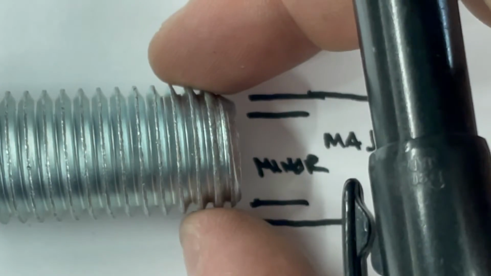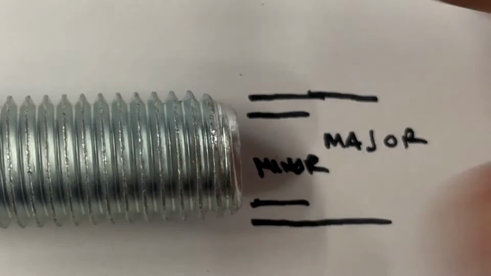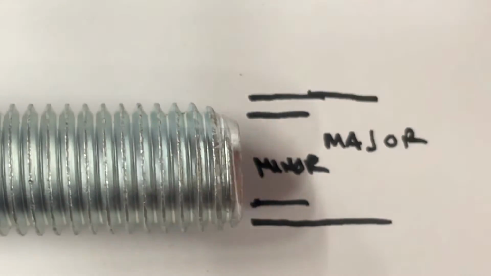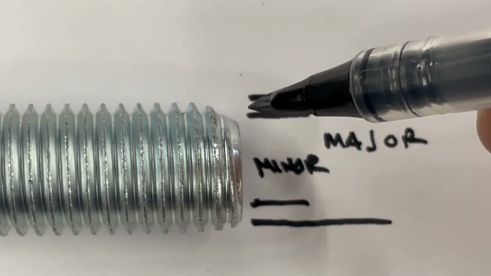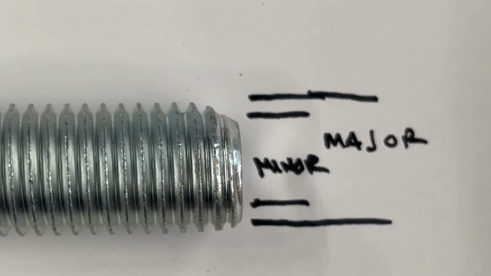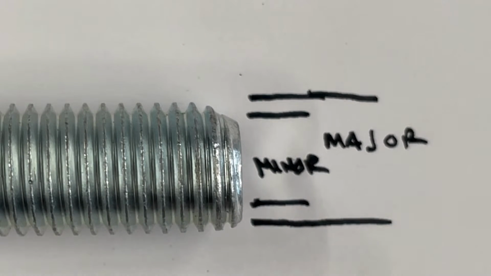Okay, so the major diameter is from the outside to the outside, and the minor diameter is from the inside to the inside. The minor diameter, depending on the tolerance or the class of fit, is usually going to be slightly smaller than your tap drill size. That way the tap is actually going to cut that root of the thread out for you.